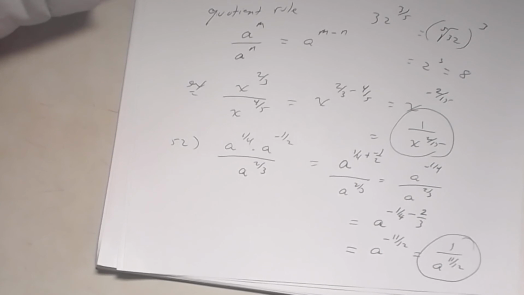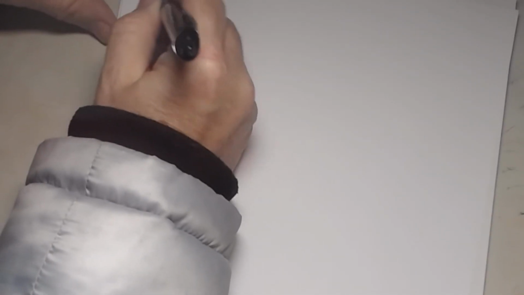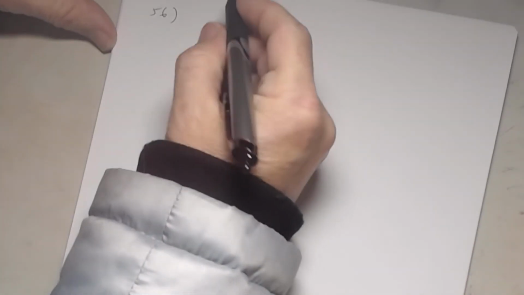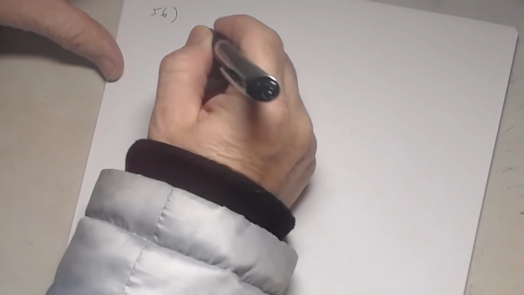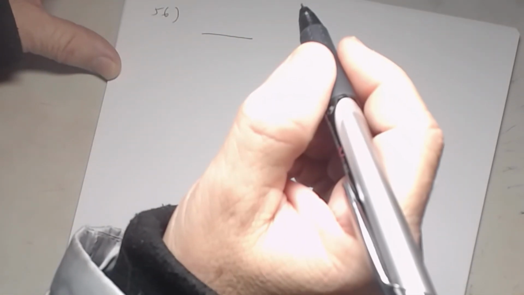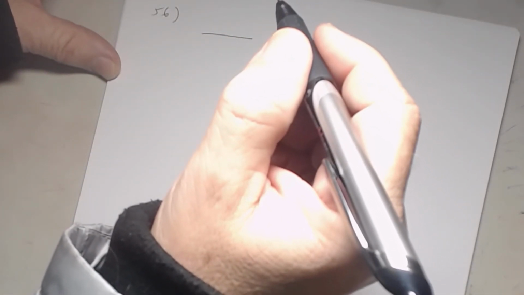All right. Now let's look at this one. So this is 56. Don't make it difficult. Very simple. Okay, 56. You have 2x to the 1/5.